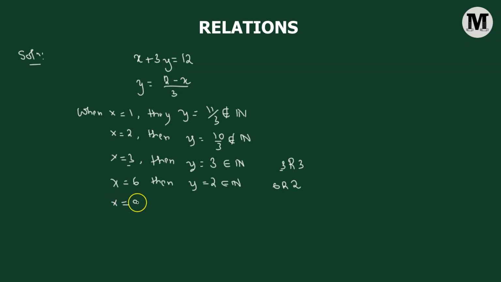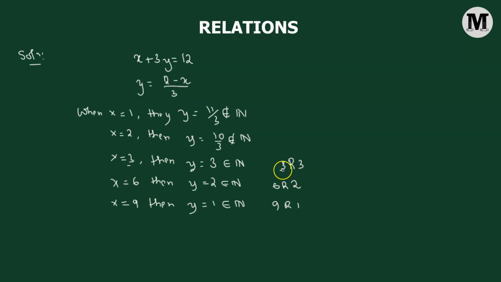But if we choose x to be equal to 9, then in that case we have y equals 1, which belongs to the set of natural numbers. That means we have one more relation, 9R1. Fine. Now any values greater than 9 and up to 12, that's not going to work. So here we have obtained 3 relations between the elements of x and y.